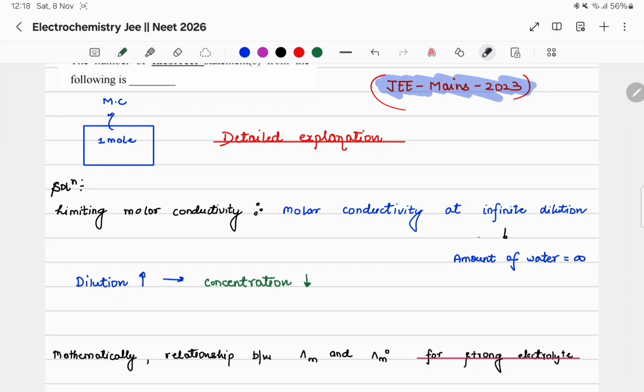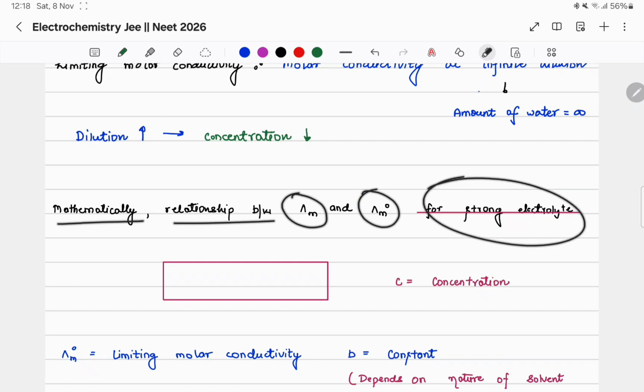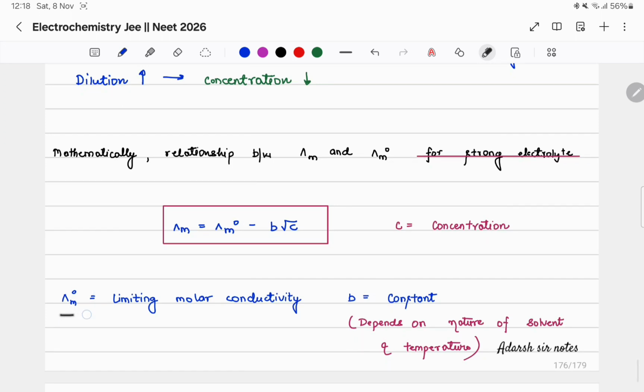Now this question is very easy. Now we see the mathematical relationship that has been mentioned between molar conductivity and limiting molar conductivity for a strong electrolyte. I can write lambda m, this came after derivation, which is not a part of our syllabus: lambda m is equal to lambda m naught minus b root c. Where c is concentration, lambda m naught is limiting molar conductivity and lambda m is molar conductivity.